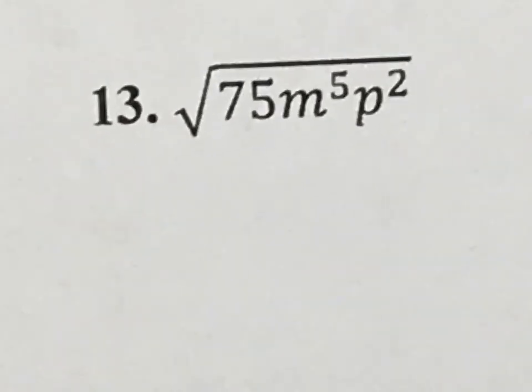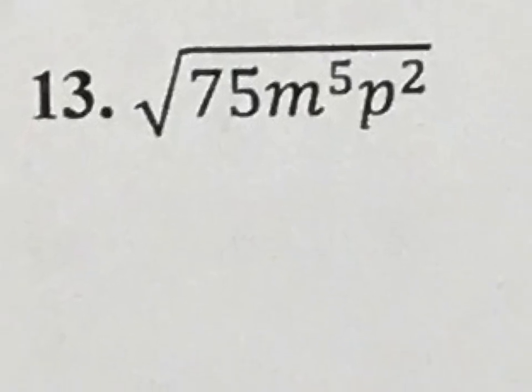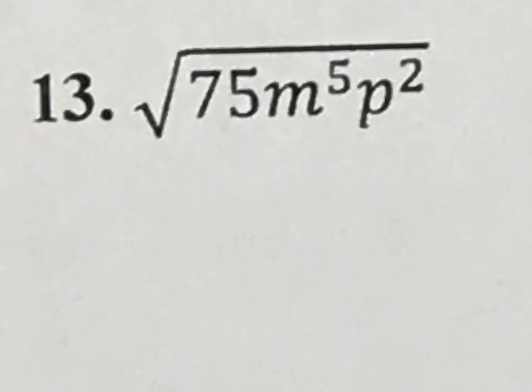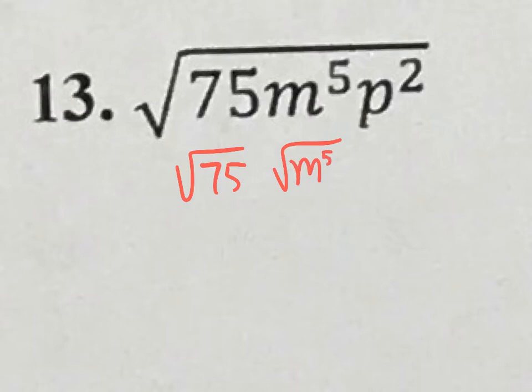Like, look at number 13. That one's pretty interesting. The square root of 75 m to the 5th p squared. On this one you do need to show your work. Let's split up everything. The square root of 75, the square root of m to the 5th, and the square root of p squared. So which one's the easiest one to do? The p squared. What's the square root of p squared? P. Just p. Right? Okay, so that's going to be part of our answer. But now let's work on the rest.